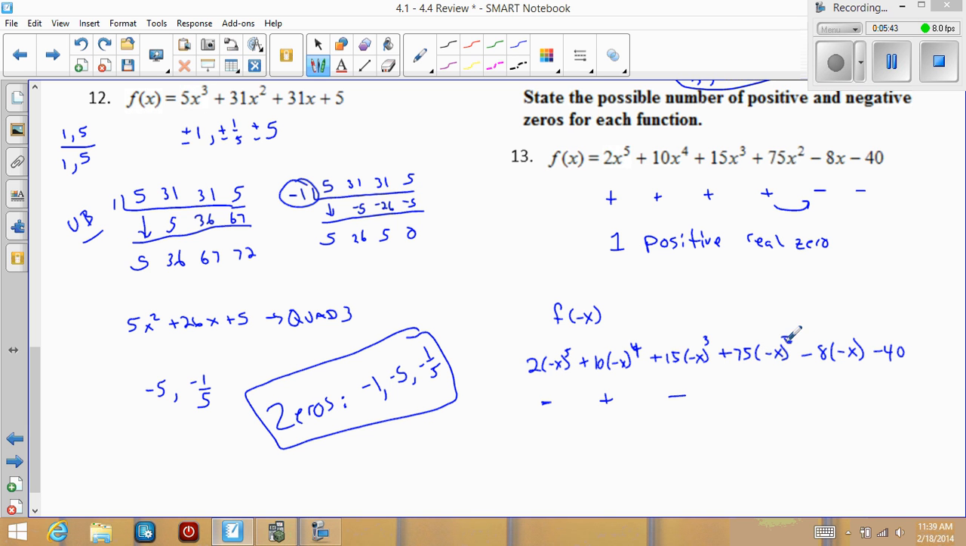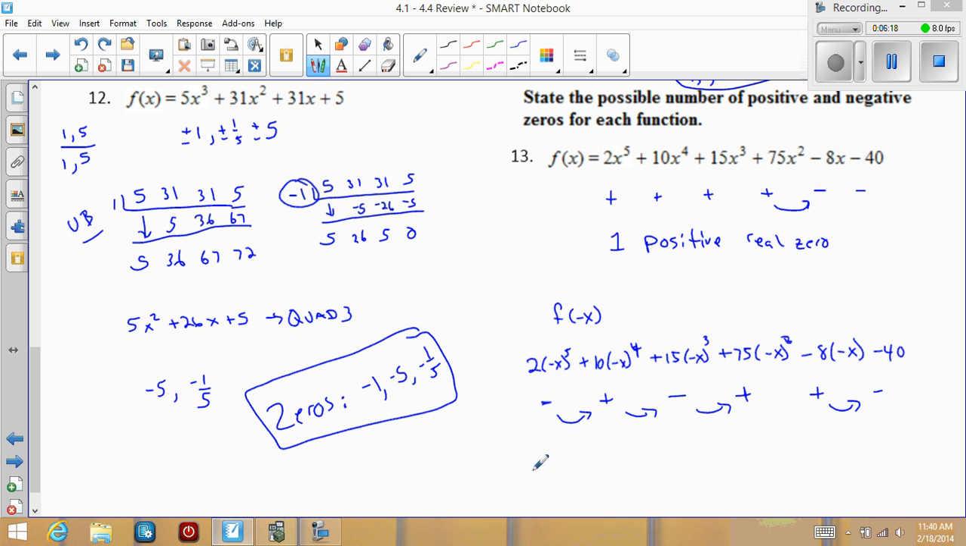The negative x squared is going to convert to positive. We have a positive out in the front to keep it positive. Here we have negative x times the negative 8, which is positive. And then the negative 40, you never, ever change the constant term because you can't change it by plugging in a negative x. There's no x there. So we have one sign change there, one sign change there, one sign change there, and one sign change there.